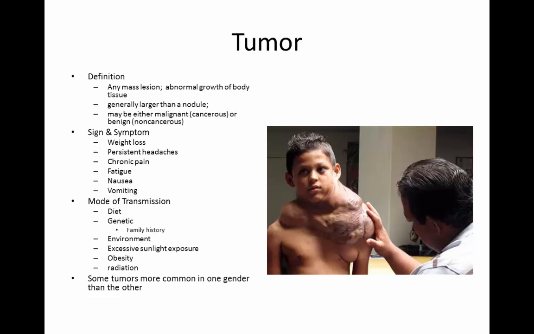Different things that can affect the modes of transmission of tumors include diet, genetics, which include a family history, the environment, excessive sunlight exposure, obesity, and radiation. Some tumors are more common in one gender than another.